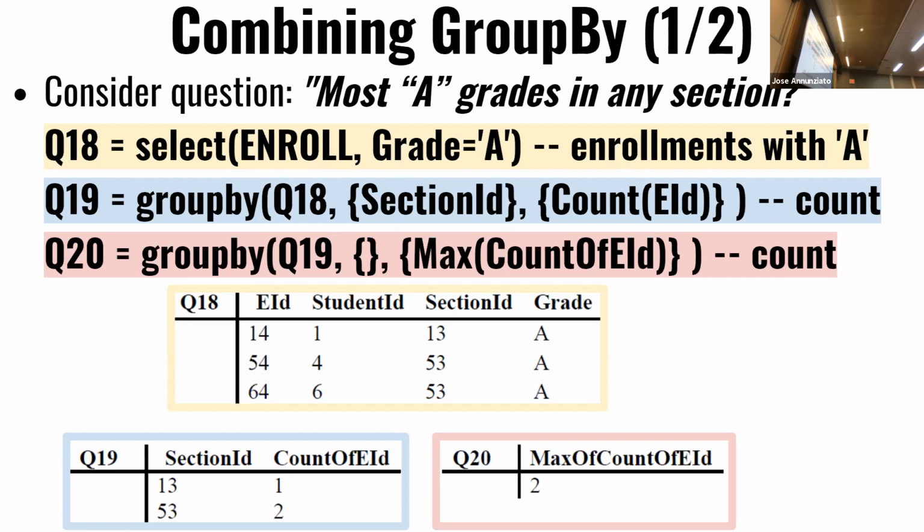Now we can use query number 18 to go a little further and say, what if I group that by the section ID? Meaning that for each section, I'm going to create a bucket. All the enrollments that were in section 1, 2, 3, I'm going to put in that bucket over there, and all the enrollments that were in section 2, 3, 4, I'll put in this one, and then 3, 4, 5, 4, 5, 6, and so on and so forth.